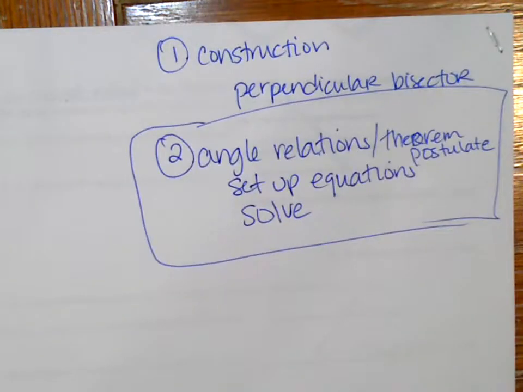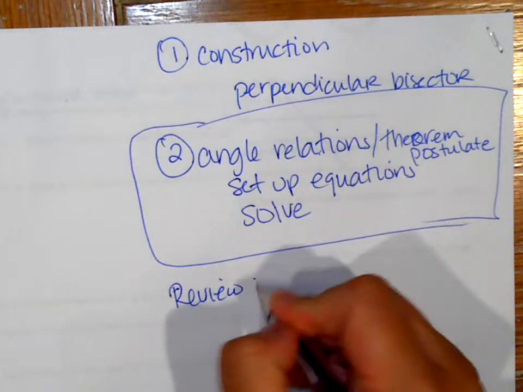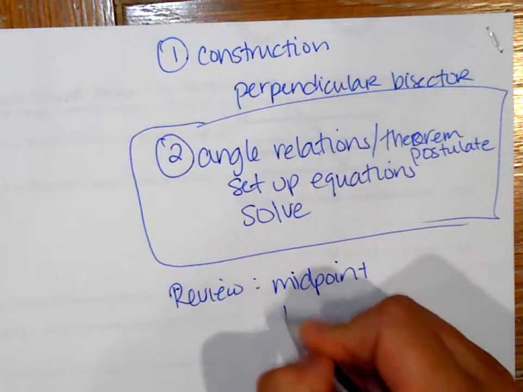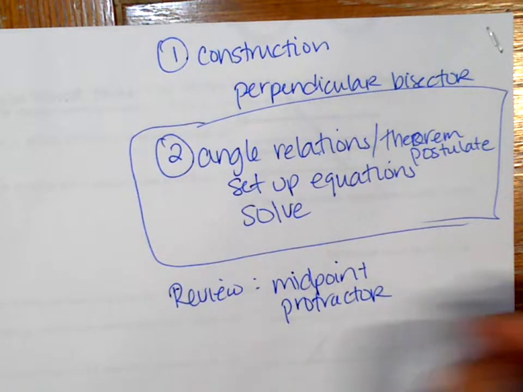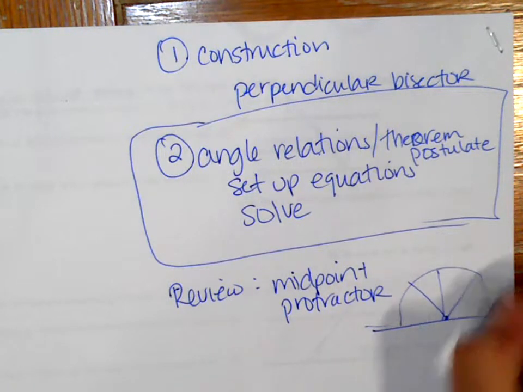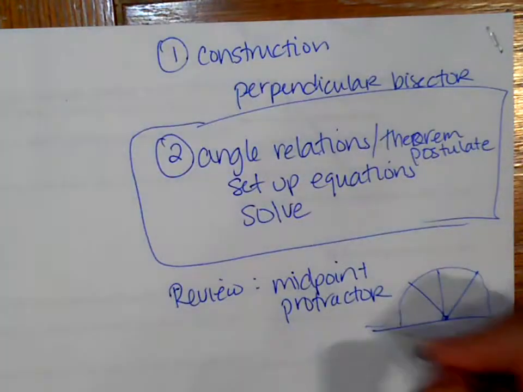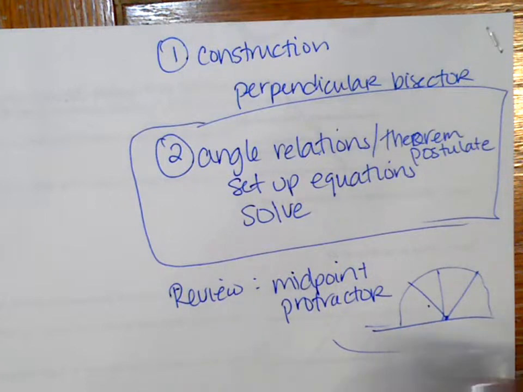Review questions on your test include midpoint, and the protractor question, where I gave you the protractor, and then they give you all the different angles, and they ask which ones are acute, which ones are obtuse, that kind of question. So those are the review questions. And then solving equations is on there again for review.